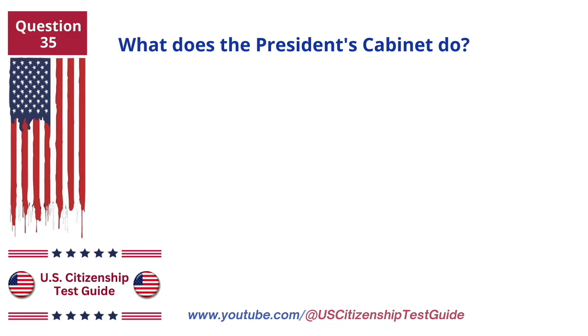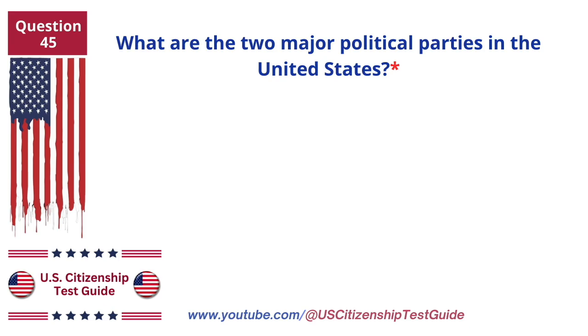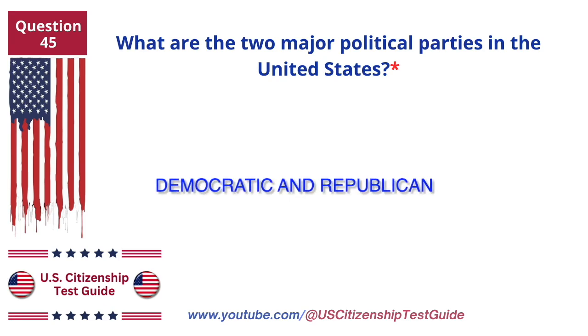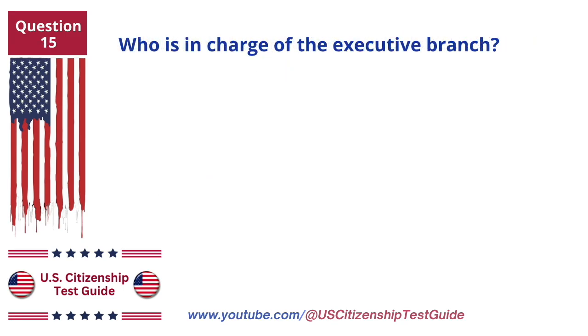What does the President's Cabinet do? Advises the President. What are the two major political parties in the United States? Democratic and Republican. Who is in charge of the executive branch? The President.